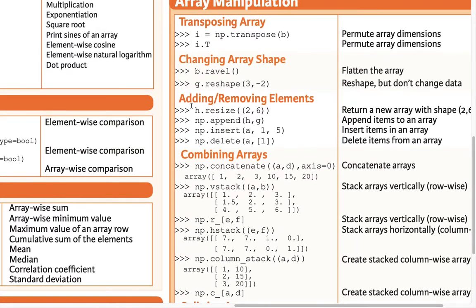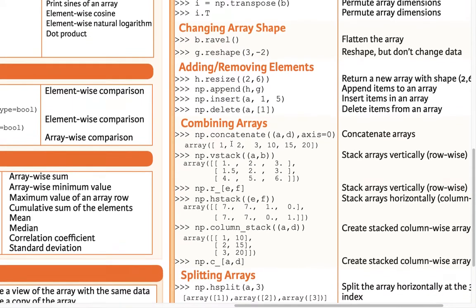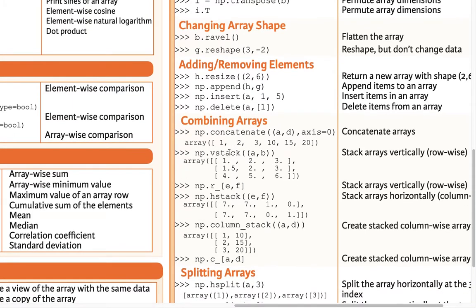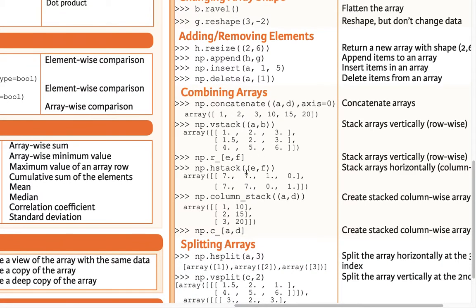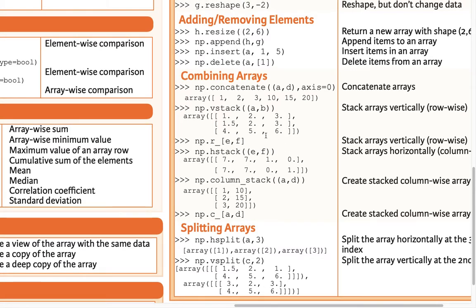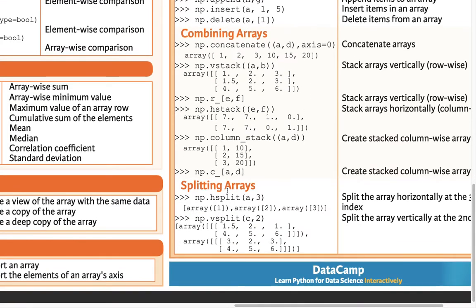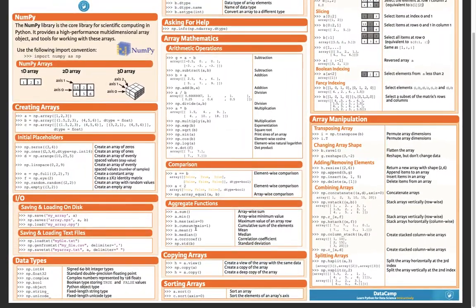Okay, and adding or removing, we have seen resize, append, insert, delete. Combining arrays, we used vstack or hstack, the column stack, right? And that can be written as r underscore or c underscore, that is right. We have used the splittings of hsplit and vsplit, right? So these are the things cleared off.